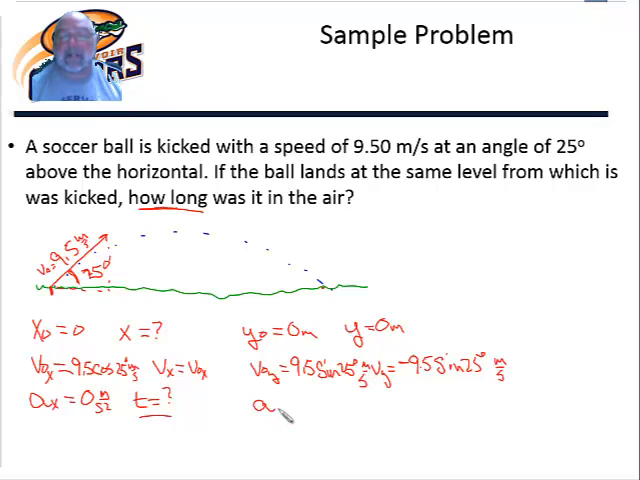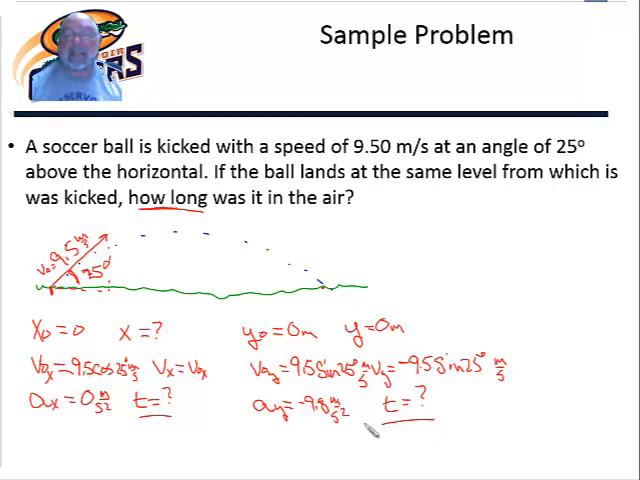And there is an acceleration in the y direction. Obviously our velocity has changed from going up to going down. And it's the acceleration due to gravity, so it's a negative 9.8 meters per second squared. And the time is what we're looking for.